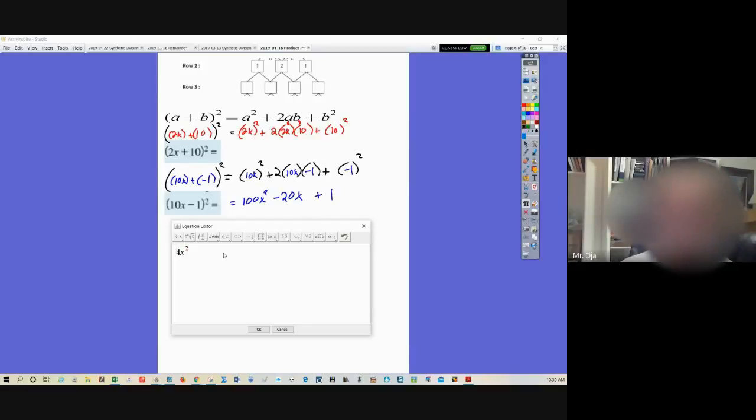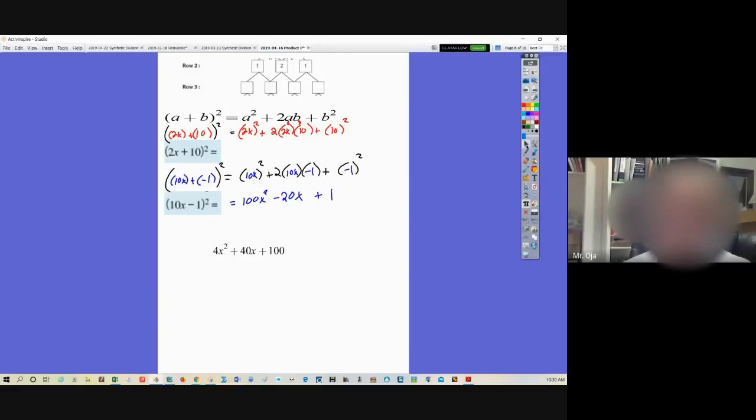Yeah. So we get 4x squared for our first term plus 2 times a times b. Well, a in this case is 2x and b is 10. So I'm going to get 2 times 2x times 10. So 2 times 2x is 4x times 10 would be 40x, right? So we get 40x for our second term, plus 1 times b squared. Well, b is 10. 10 squared is 100. So that's our answer.